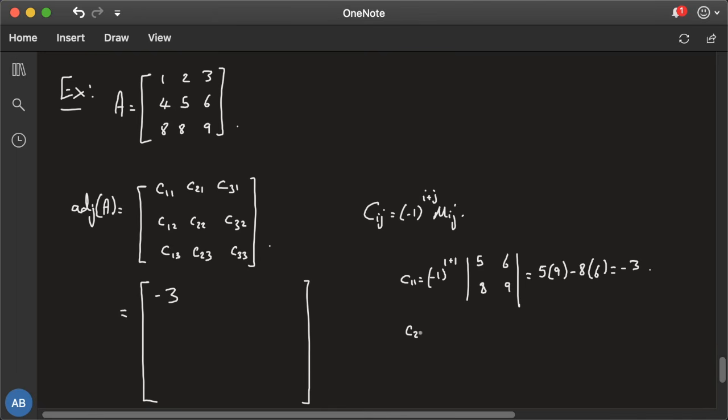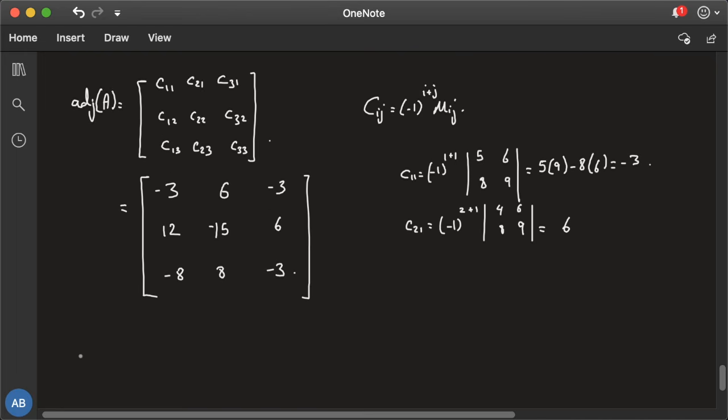Likewise, C21 is minus 1 to the power 2 plus 1 multiplied by the determinant of this matrix right here, 4, 6, 8, 9, that is 6. So 6 here. Continuing in the same spirit, we get minus 3 right here, 12 right here, minus 15, 6, minus 8, 8, and minus 3. So this is the adjoint of matrix A.